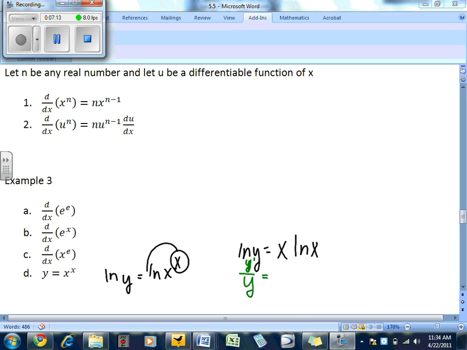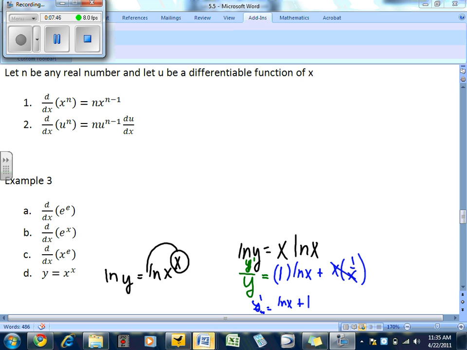And then we can take the derivative of the other side by using the product rule. The product rule means we're going to take the derivative of the first one times the second one, so we're going to have 1 times the natural log of x, that's the derivative of x, plus then the first one times the derivative of the second one. The derivative of natural log of x is 1 all over x. Well, these cancel out, so I have y prime over y equals natural log of x plus 1.